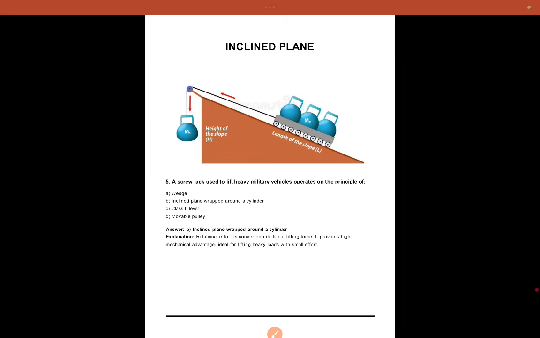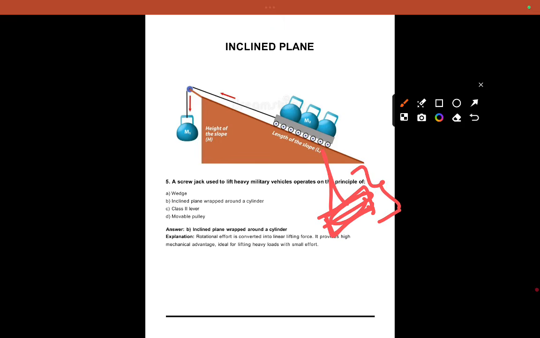Coming to question number 5, a screw jack used to lift heavy military vehicles operates on the principle of. As you know very well, when you are going on a tour, sometimes we face this situation, the wheel is burst or something, and the wheel has to be replaced. At that time we are using a small simple machine that we call a screw jack.